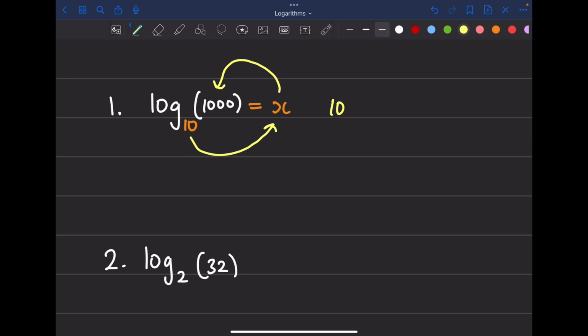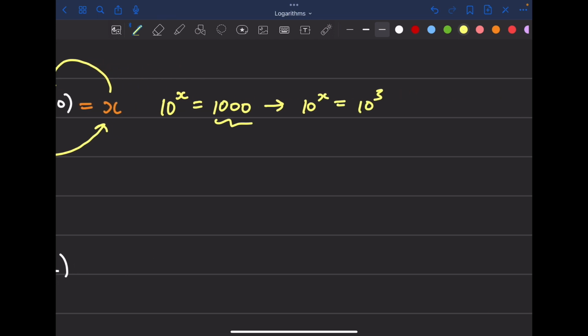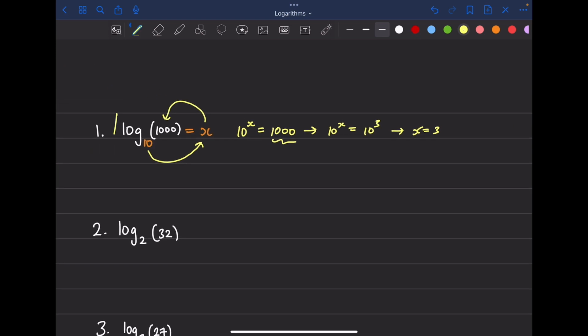10 to the power of what, in this case that variable is called x, is equal to 1000. Then you can say, okay, 1000 can be written as 10 to the power of 3. So 10 to the power of x is equal to 10 to the power of 3, and so x is equal to 3. Once again, if you plug this into a calculator, it would give you the answer of 3, which we got this way over here. But I'm trying my best not to use a calculator in this case.